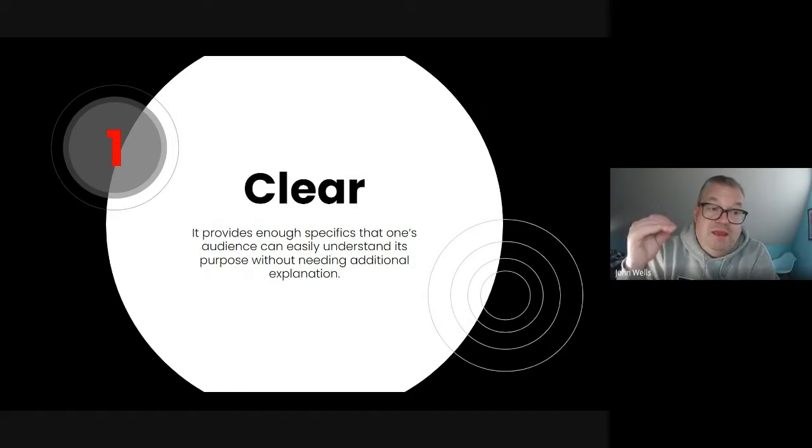First off, it is clear. Okay, clear. We know exactly what it is we're looking for. It provides enough specificity that one's audience can easily understand its purpose without needing additional explanation. In other words, I can look at your research question and I know what we are trying to accomplish. I know what we're trying to answer. I know what we're going to be focused on. It's kind of like the thesis statement in our paper when you say, this is what we're going to be talking about. The research question, this is what we're researching. This is what we're trying to find. So we start off with a statement or a question that is very clear.